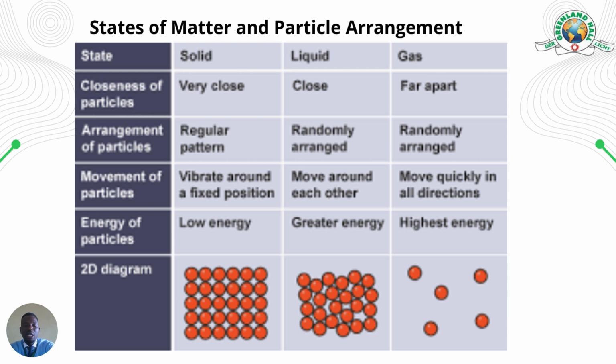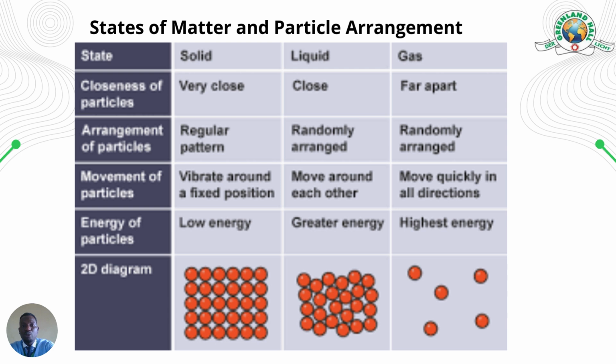Let's say you have a solid piece of wood. When you press on it, you see that it cannot be compressed because the particles are packed together. They cannot move from one position to another. But for liquid, they move around each other because there is space for them to move, because they are randomly arranged.